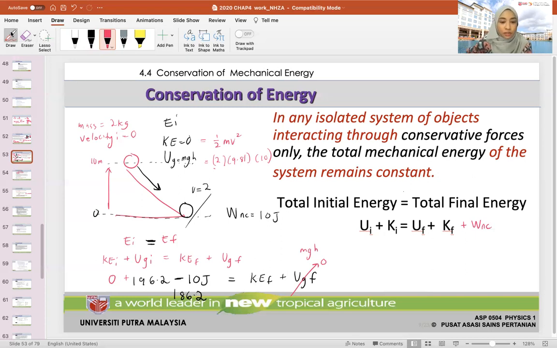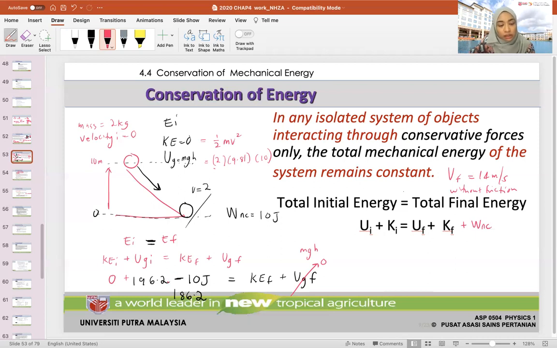So let's see what happens to the kinetic energy. Previously, without friction, our final V was 14 meter per second. This was without friction. So can anyone guess what will happen to the velocity with friction? Apa yang jadi? Kalau ikut logik je. Kalau lagi kasar apa yang jadi? Lagi slow ke lagi laju ke? Slow. Okay, let's see if that is going to happen.